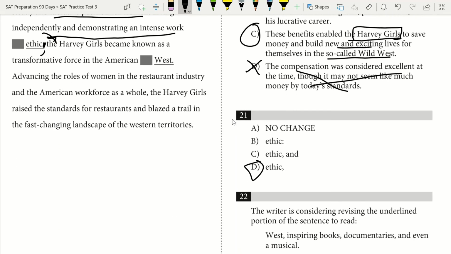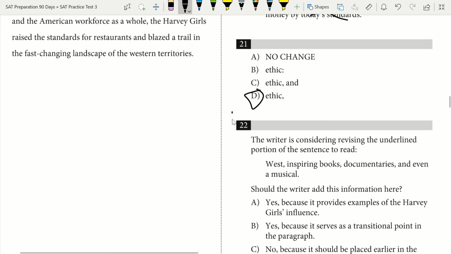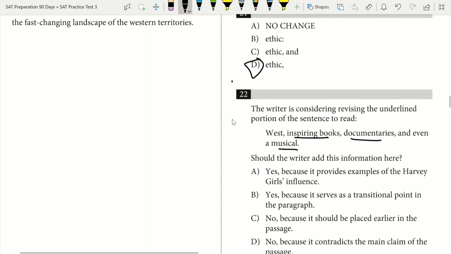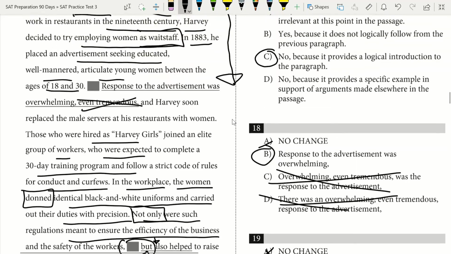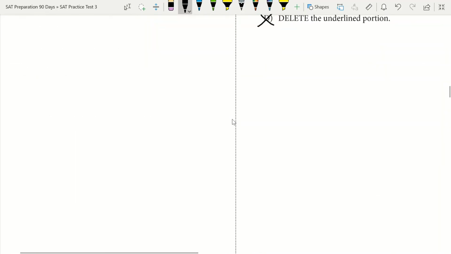All right, Harvey girls became known as a transformative force in the American West. Okay, at this point, the writer is considering revising the underlined portion to read inspiring books, documentaries, and even a musical. Should we make this addition here? Yes, we should, because it's providing examples of their influence. So it's supporting that claim. So 22, our answer there would be A. All right, let me just make sure that we answered all of them for our first two passages, and then we'll go ahead and move on to our next two passages.